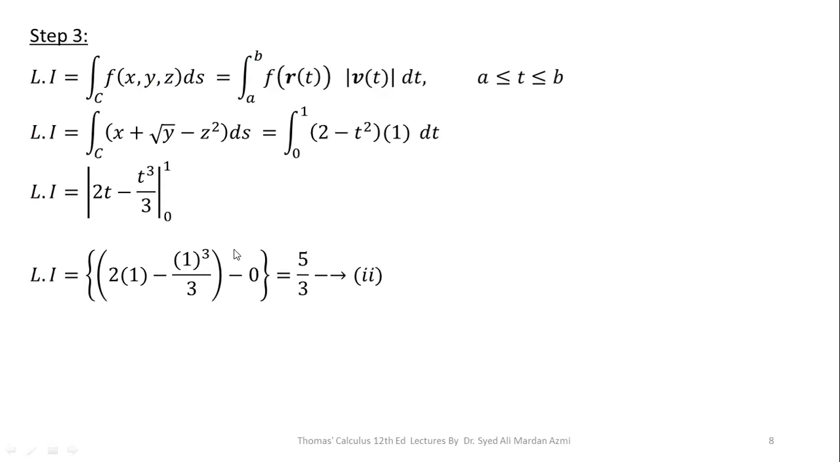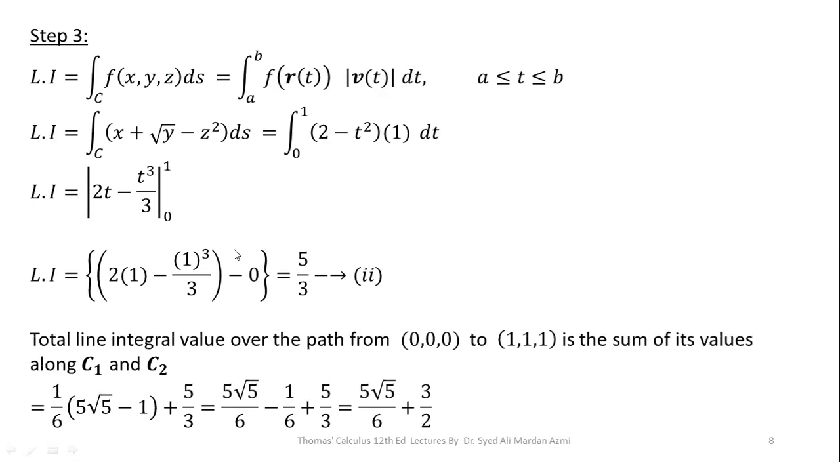In order to calculate the line integral along the whole path, meaning C1 and C2, we will add the results. So after adding the results, I got 1 by 6 (5 square root of 5 minus 1) plus 5 over 3. Opening up the brackets, I got 5 square root of 5 over 6 plus 3 by 2, which is our required answer.